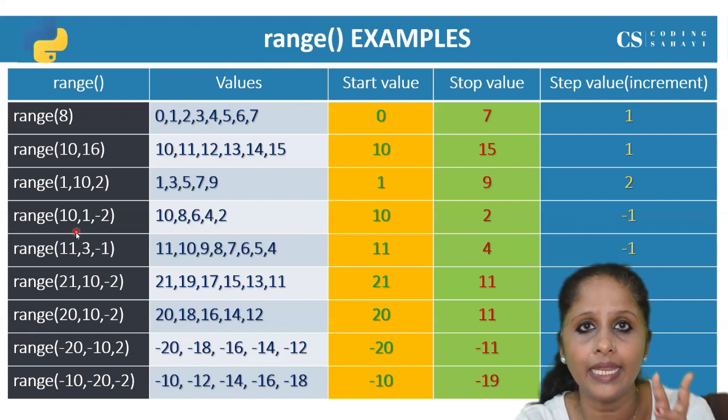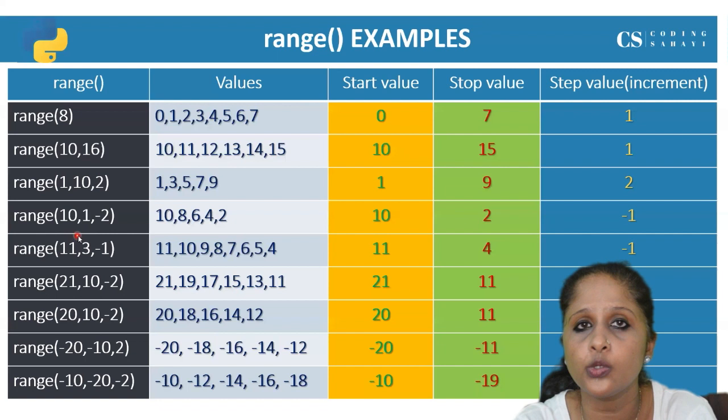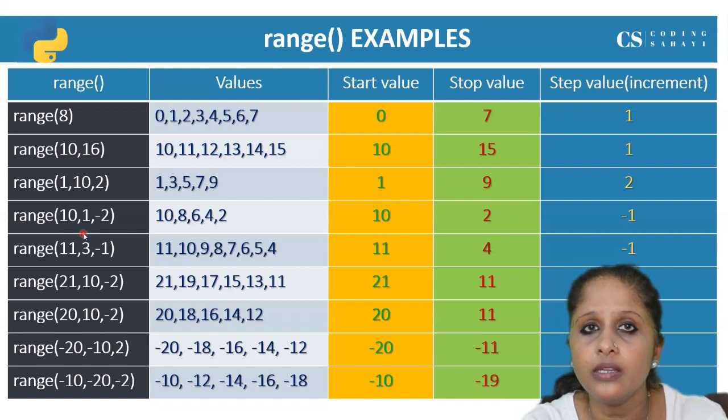What are the numbers? 10, 9, 8, 7 till 1. So 10 to 2 it is going to work. 2 is included. It is not 0. Okay, don't confuse with that.